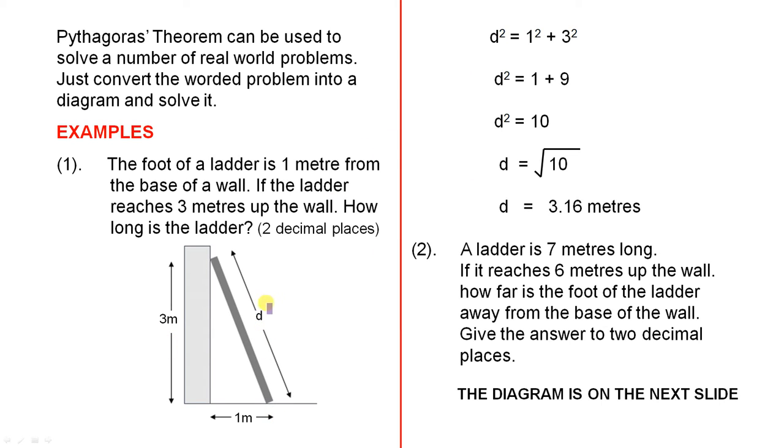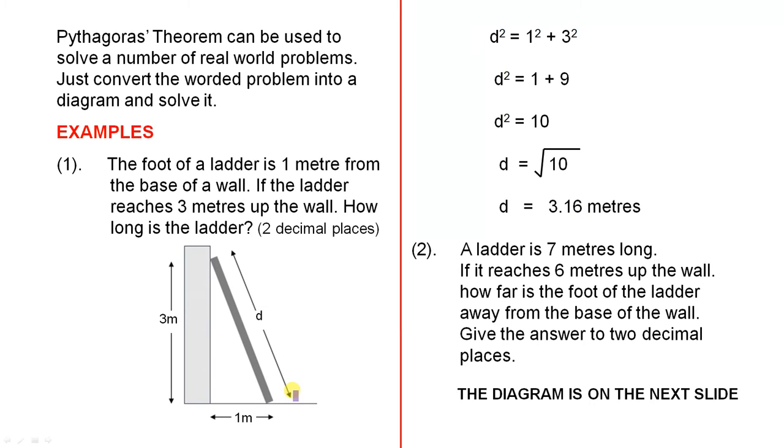So remember, the square of the hypotenuse equals the sum of the squares of the other two sides. So D squared is 1 squared plus 3 squared. D squared equals 1 plus 9. D squared equals 10. So D is the square root of 10. And D is 3.16 metres.